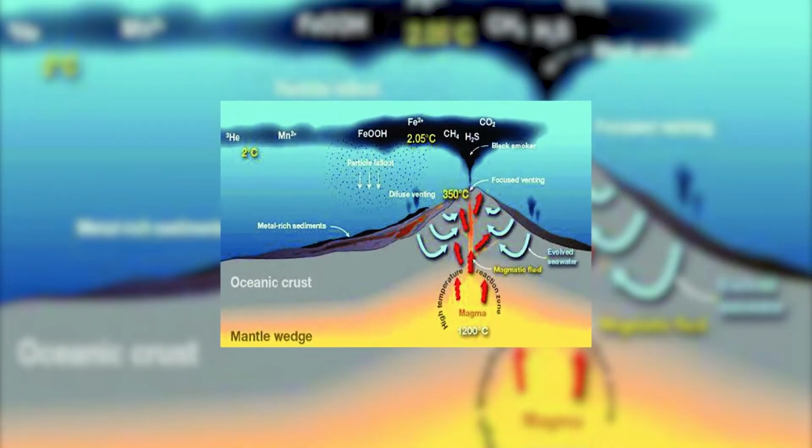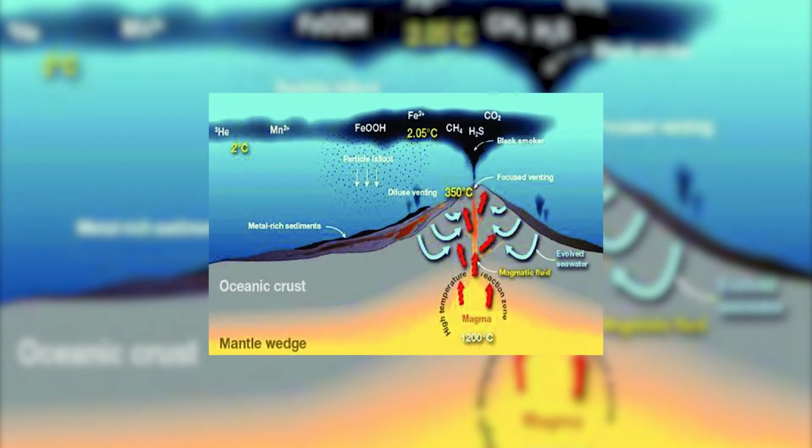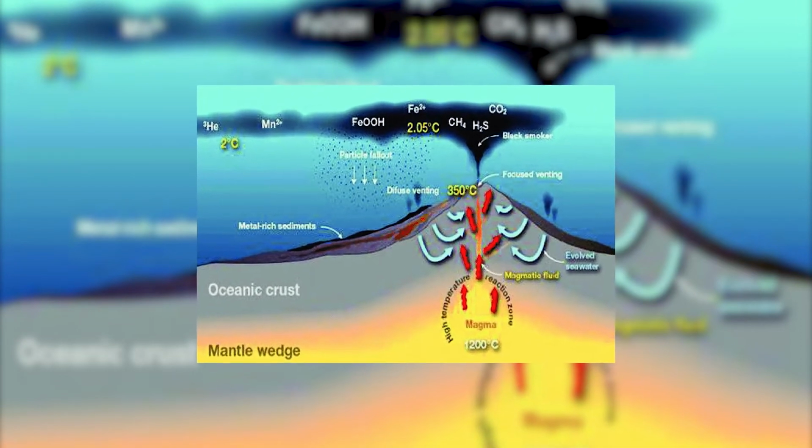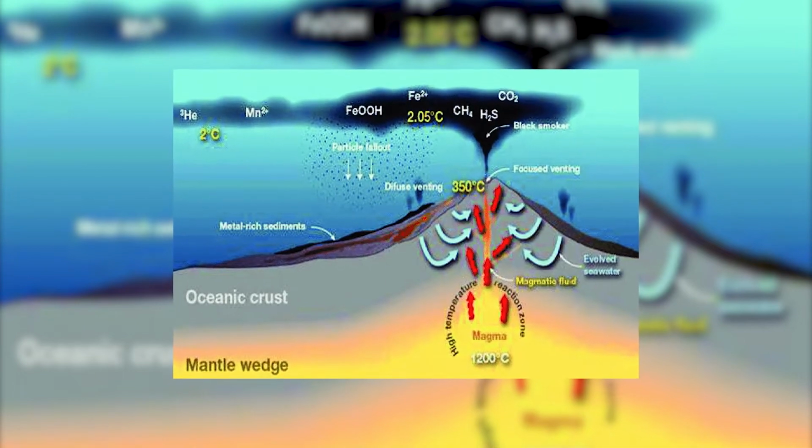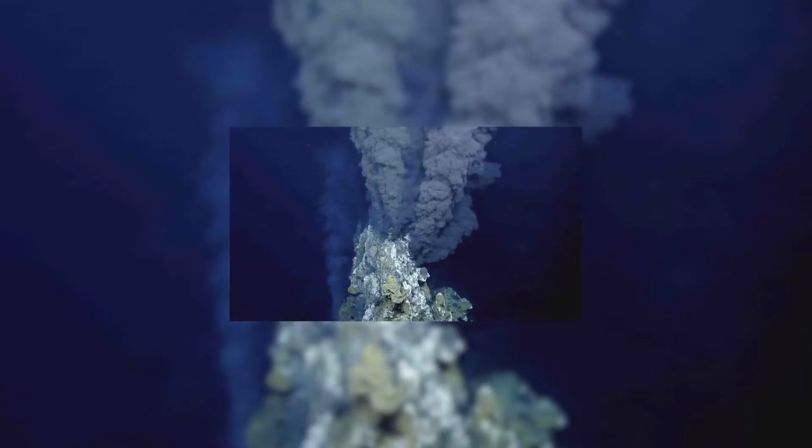These vents are the exit point on the ocean floor from which seawater that has seeped into the rocks of the oceanic crust has become hotter, has dissolved some of the minerals from the crust, and then flows back into the ocean. With the hot water comes large amounts of dissolved minerals.